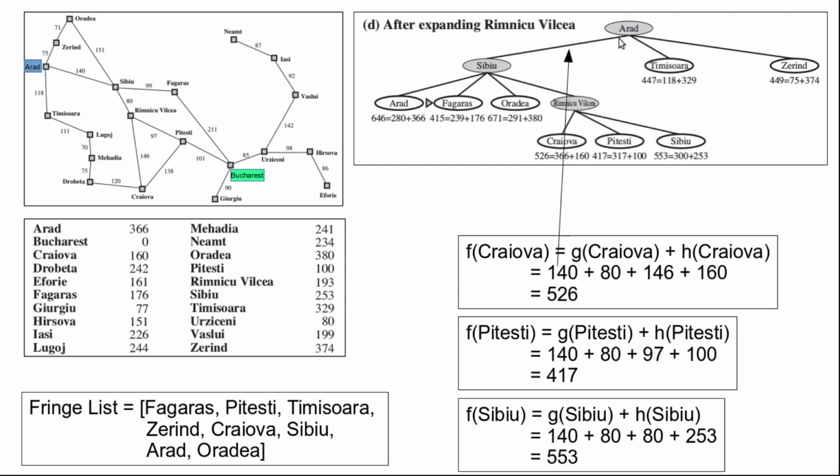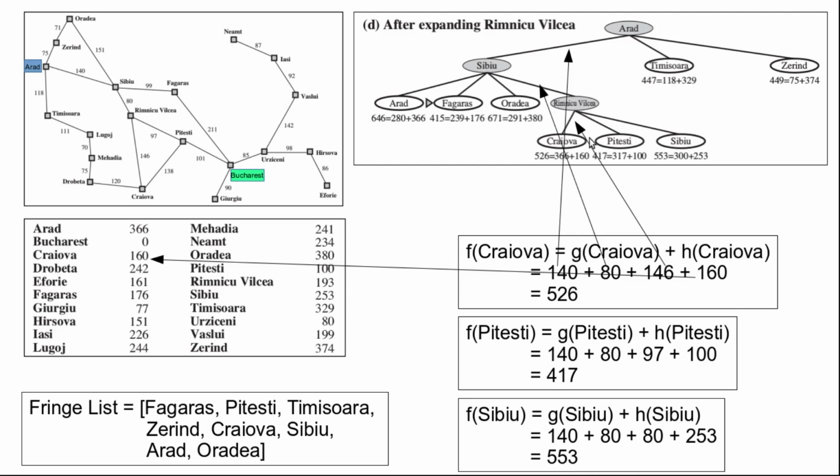The first step cost, from Arad to CBU, is 140. The second step cost, from CBU to Rimniku, is 80. And then from Rimniku to Craiova, it is 146. So the G value for Craiova would be given by 140 plus 80 plus 146. Finally, the H value we obtain from this table, which is 160. When we perform this addition, we get that the F value of Craiova is 526, and that's also shown here in the diagram. In the same way, we will calculate the F value for PTSD, which comes out to 417, and the F value for CBU is 553.